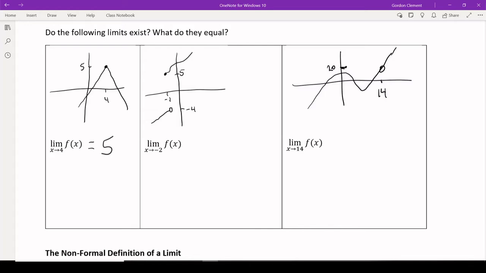Yeah, go ahead, Ethan. So those are basically the three options. It could be -4, it could be 5 up here, because that's where the function actually is, or maybe it's one of these ones that doesn't exist. And this is one that in fact does not exist. So this is a limit that does not exist.